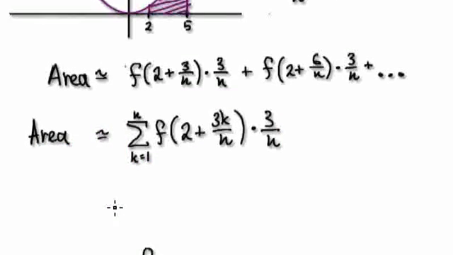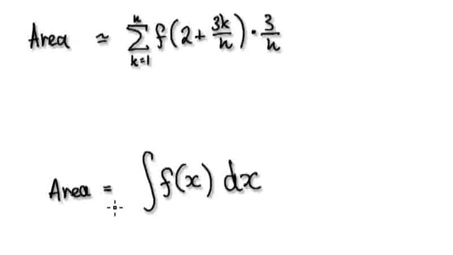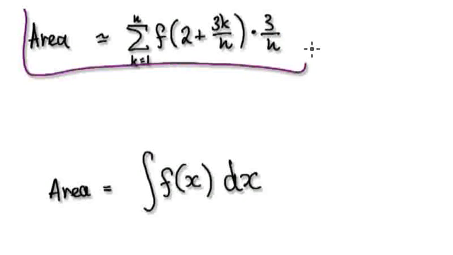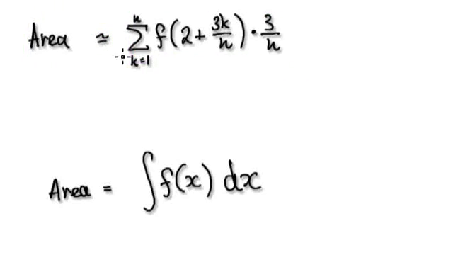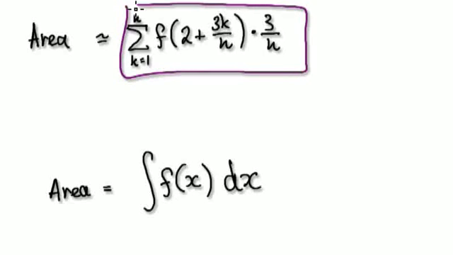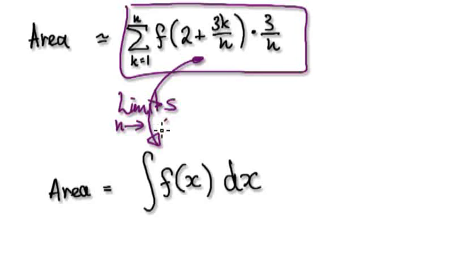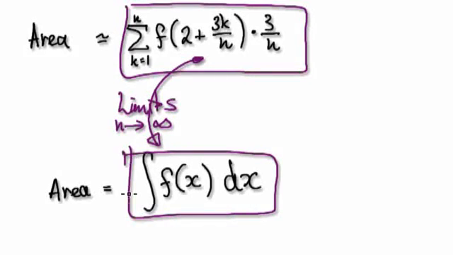Let's go back one step. Currently we are here, where the area is approximately this thing here. Now apply the concept of limits, and that will take you to here. We've applied our concept of limits: take the limit as n tends to infinity, and then it will become this. Bear with me.